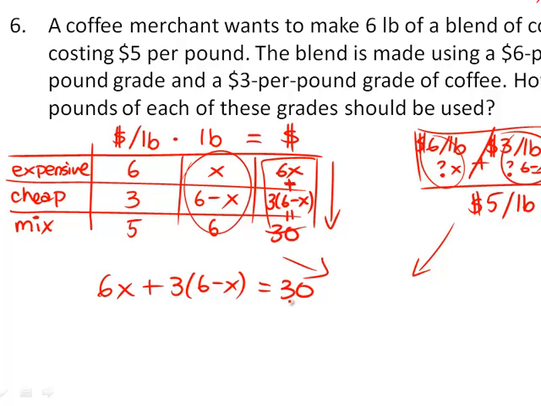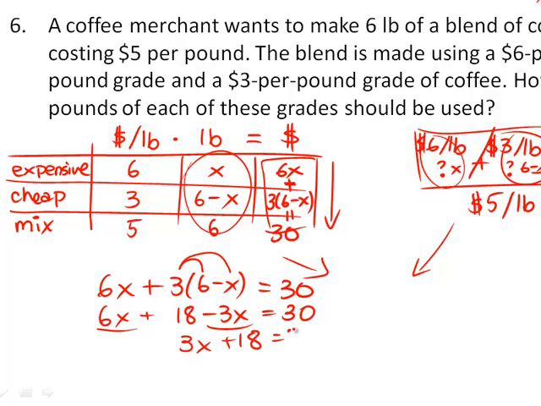You can use the table, and you can use your own categorization of information if you like. All right, let's solve this here. We've got 3 times 6 and 3 times negative x is 18 minus 3x is 30. Collect like terms. 6 minus 3 is 3x plus 18 is 30. Subtract 18 from both sides. You've got 3x is equal to 12, and therefore you've got x is equal to 4.